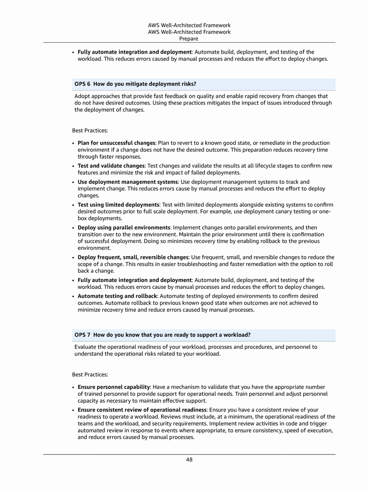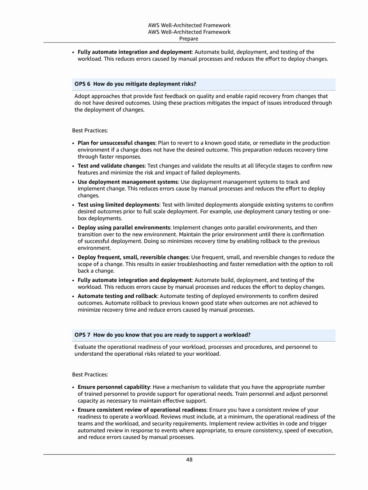OPS 6: How do you mitigate deployment risks? Adopt approaches that provide fast feedback on quality and enable rapid recovery from changes that do not have desired outcomes. Using these practices mitigates the impact of issues introduced through the deployment of changes. Best practices. Plan for unsuccessful changes. Plan to revert to a known good state, or remediate in the production environment if a change does not have the desired outcome. This preparation reduces recovery time through faster responses.